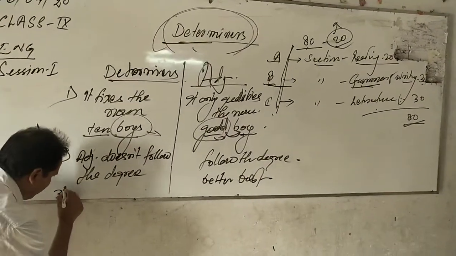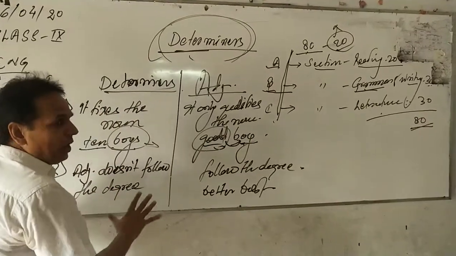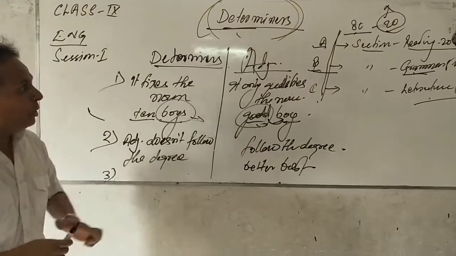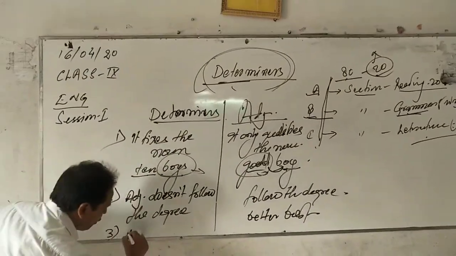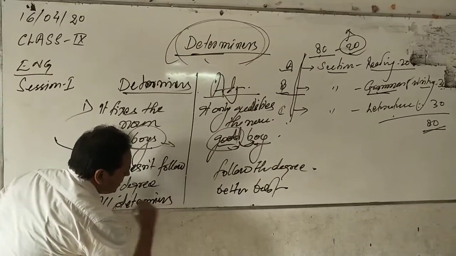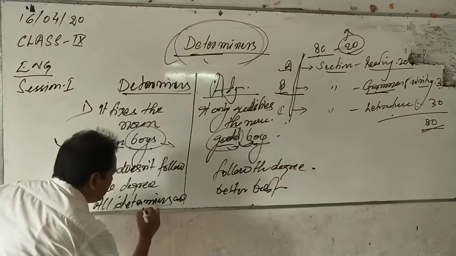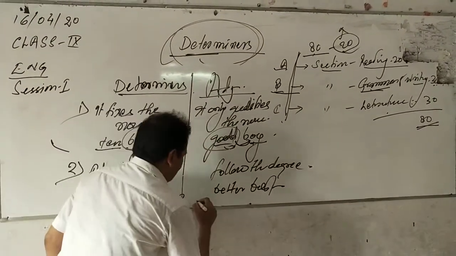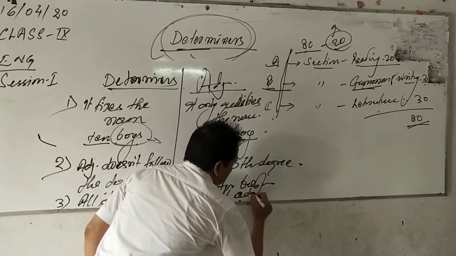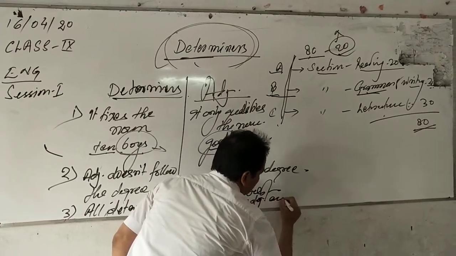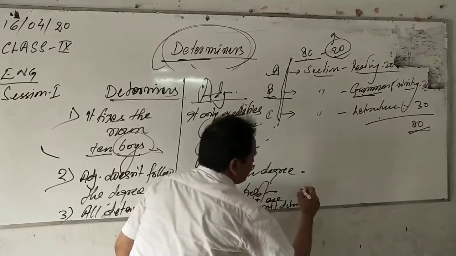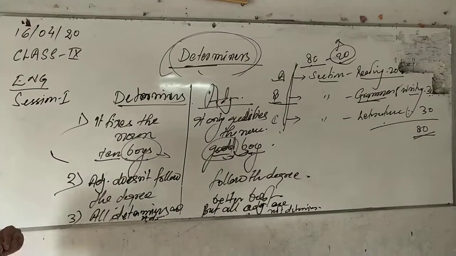Therefore, the third difference we can write: all determiners are adjectives because determiners are taken from the category of adjective, but all adjectives are not determiners. So we have to discriminate one by one.